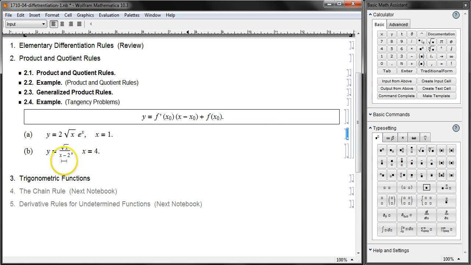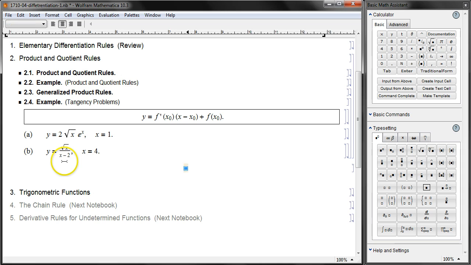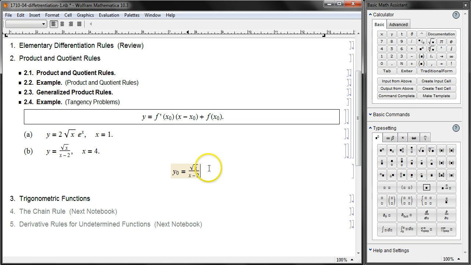Enough time for a quotient rule problem? I guess so. Let's do that. What is y naught? From here, all you have to do is plug in x equals 4. So let's plug in 4. So this is 2 over 2. Okay. This is going to be 1.